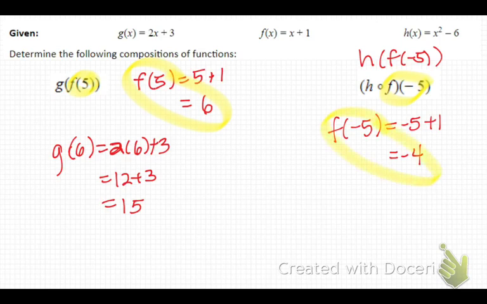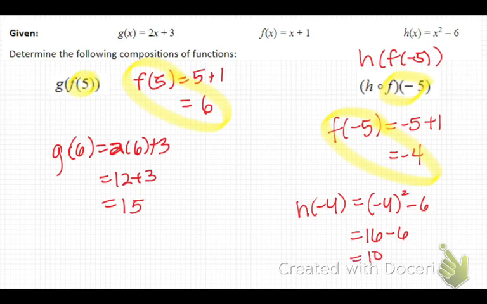And since that is f of negative 5, where do I plug that back into? Into the h of x. Good. So that is negative 4 quantity squared minus 6. What is negative 4 squared? Yeah, negative times a negative is positive. So my final answer will be a 10.